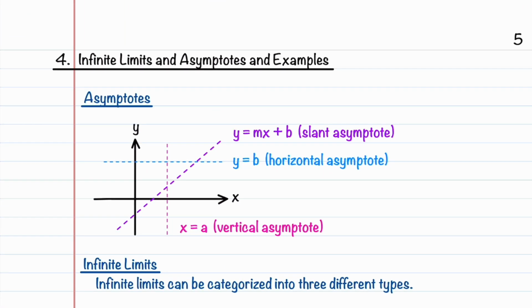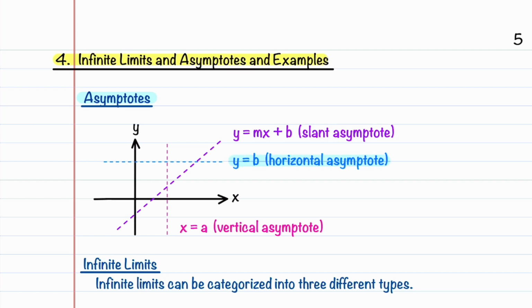Sometimes limits can approach infinity or -infinity. These types of limits are called infinite limits. Let's learn more about these and also about asymptotes, since these two topics are related. Let's first talk about asymptotes. There are three main types of asymptotes.